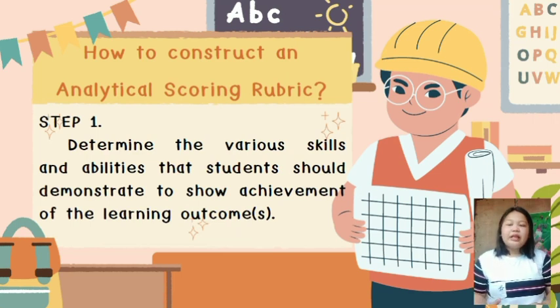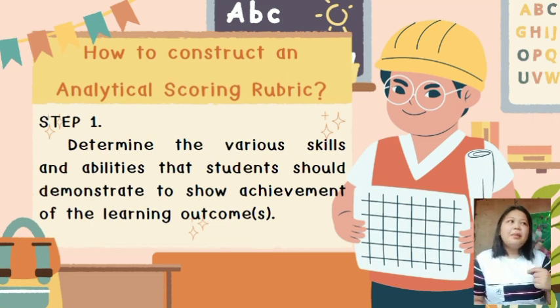So step 1 is to determine the various skills and abilities that students should demonstrate to show achievement of the learning outcome. So these skills and abilities are the various criteria. Each criterion should focus on a different skill identified by a phrase or brief statement, and each criterion should be measurable through the examination of student work. The criteria become the leftmost column of the grid.